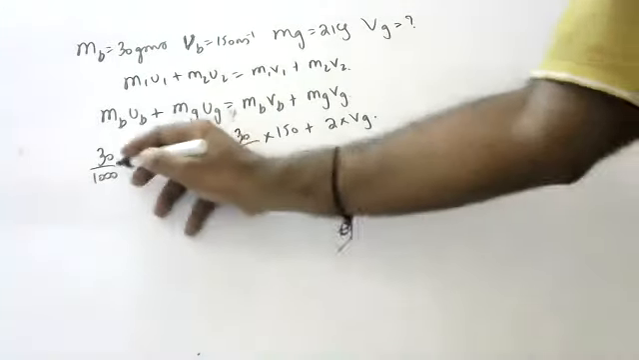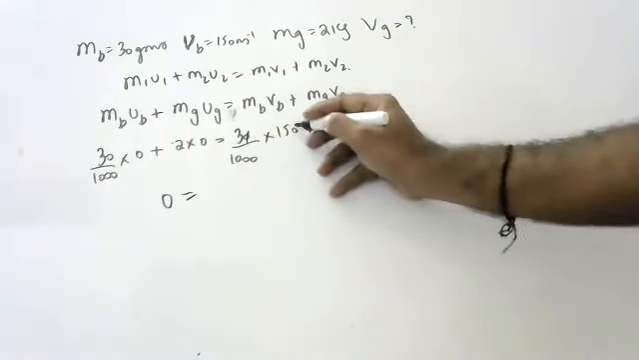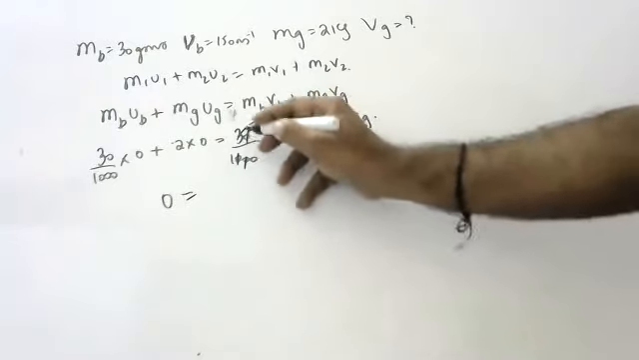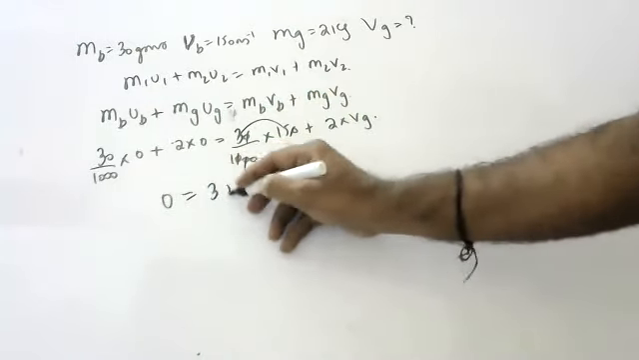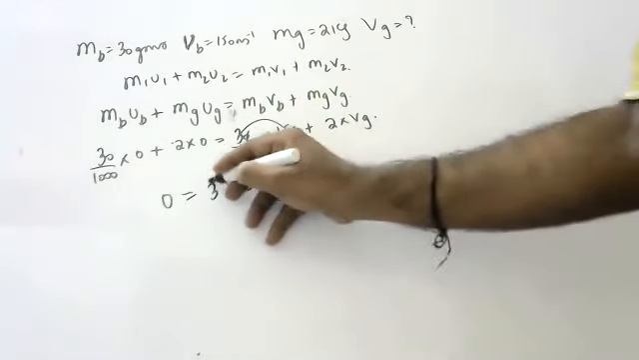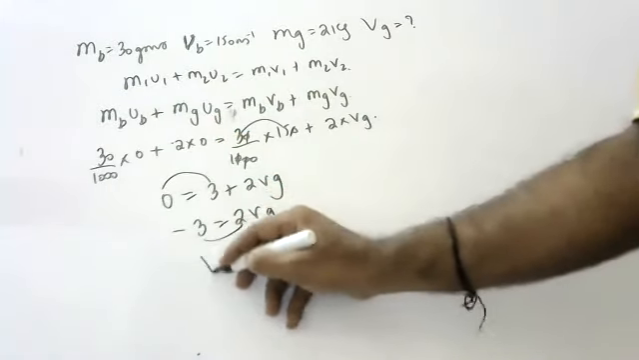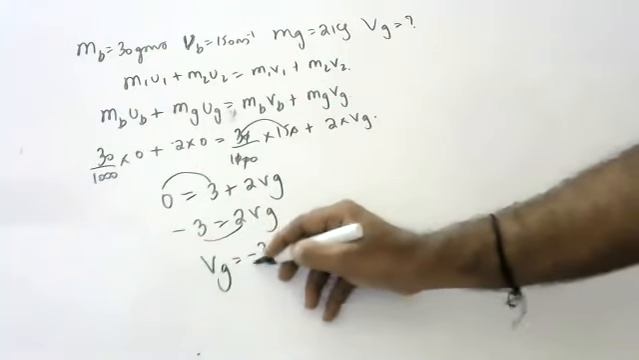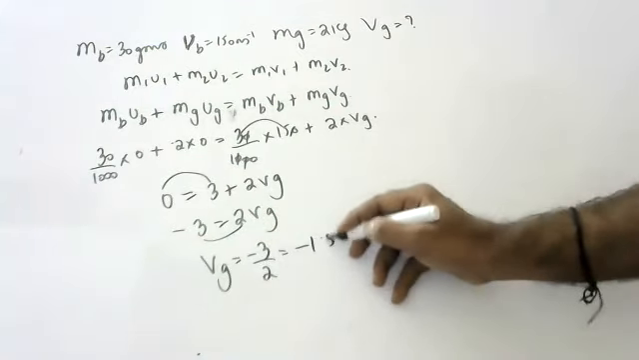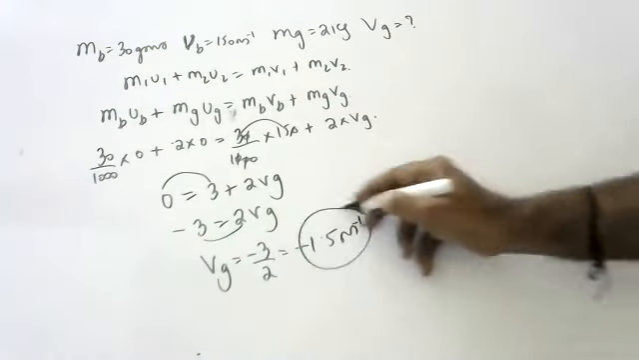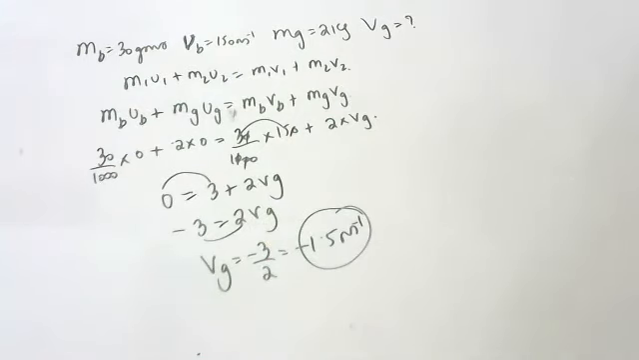So children, the left side is everything 0. 30 by 1000 into 150 is 4.5, giving 0 equals 4.5 plus 2Vg. Minus 4.5 is equal to 2Vg. Vg is equal to minus 4.5 by 2, that is minus 2.25 meters per second, is the velocity of recoil of gun. That is how we are going to do, children. So we'll do more.